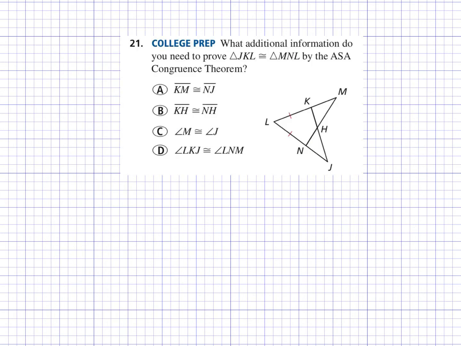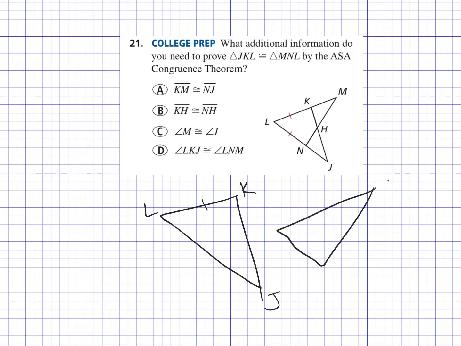All right, what additional information do you need to prove that JKL is congruent to MNL? All right, so let's draw this out here. So JKL is congruent to MNL. Okay, so MNL. There you go. So KL and LN are congruent. And we're trying to do it by angle side angle. Well, to do angle side angle, first of all, look up here.